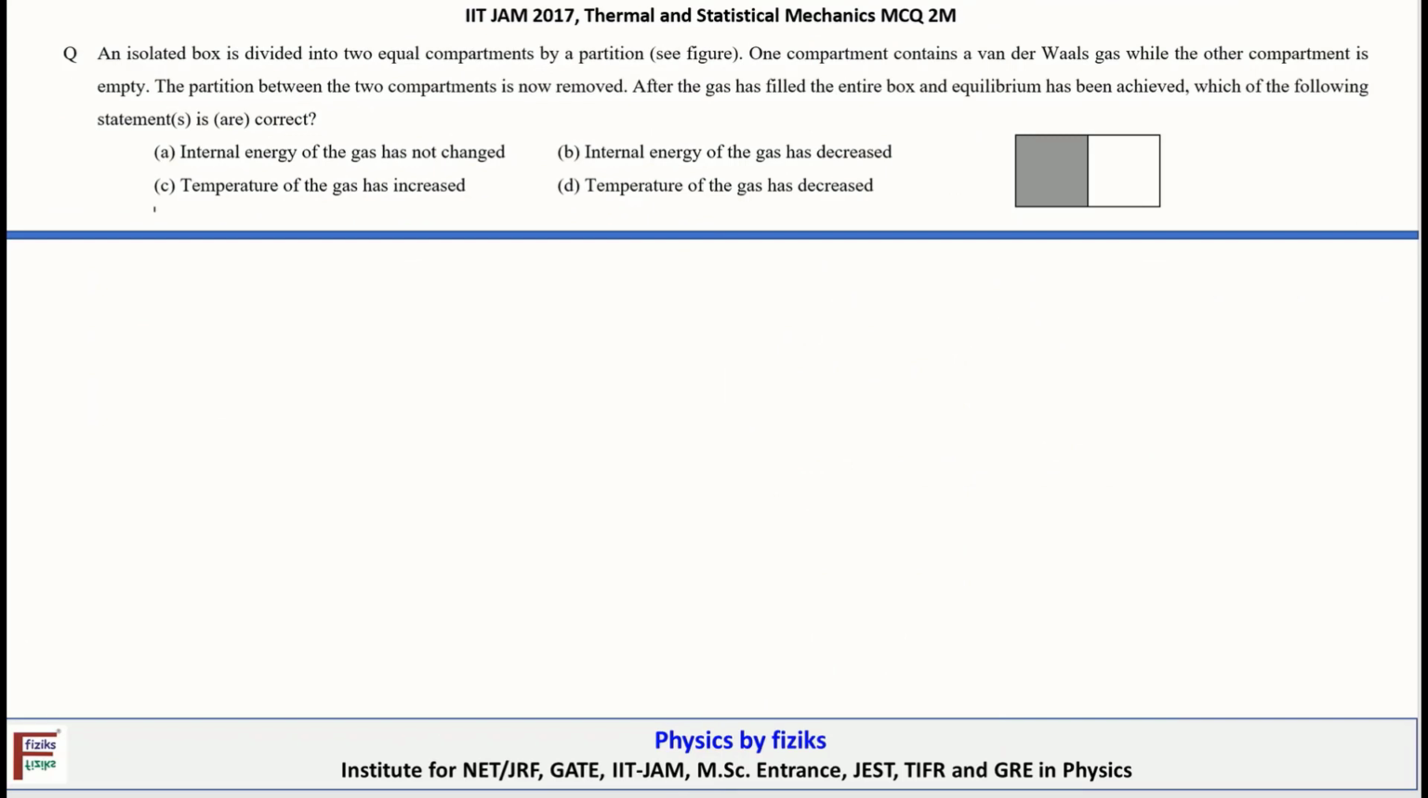Next question. The statement is, an isolated box is divided into two equal compartments by a partition which is shown in the figure. One compartment contains a van der Waals gas while the other compartment is empty. The partition between these two compartments is now removed. After the gas has filled the entire box and equilibrium has been achieved, which of the following statements are correct? Okay, so let's try to understand this problem basically.